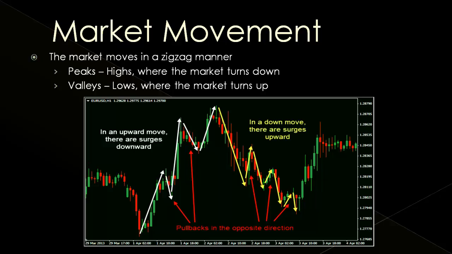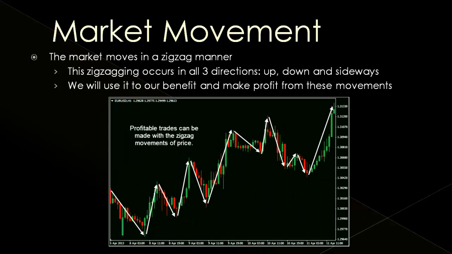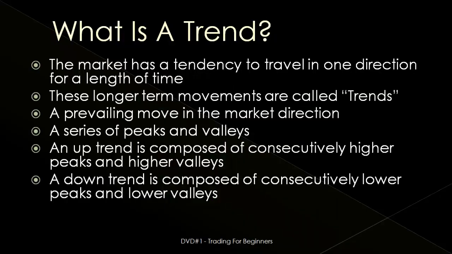Even though it may be moving upwards in a strong uptrend, it will tend to pull back in the opposite direction. So it leads to the zigzag movement. The zigzag movement occurs in all three directions. That is, upwards, downwards, and sideways. Now, it may look to be a bit of a mess, but there are plenty of profitable trades that can be made in this zigzag movement. We use this to our benefit and make profits from these movements.